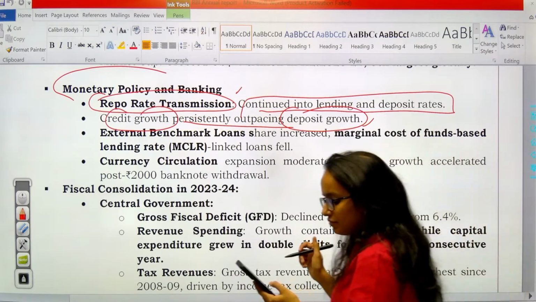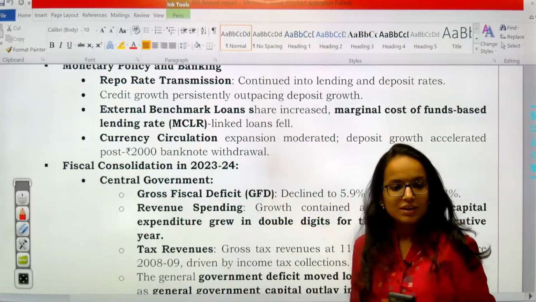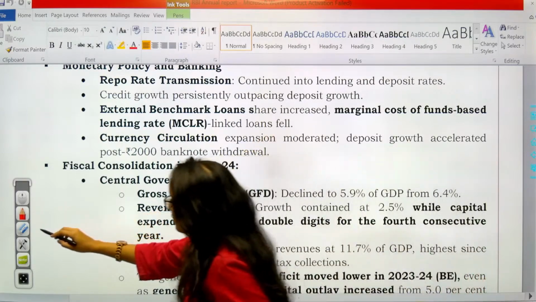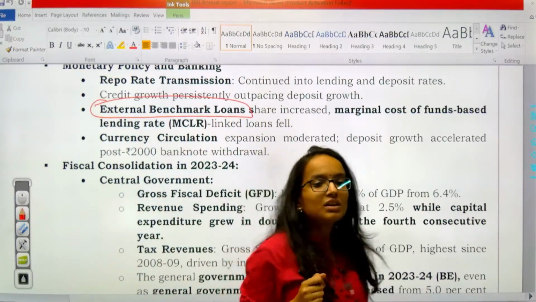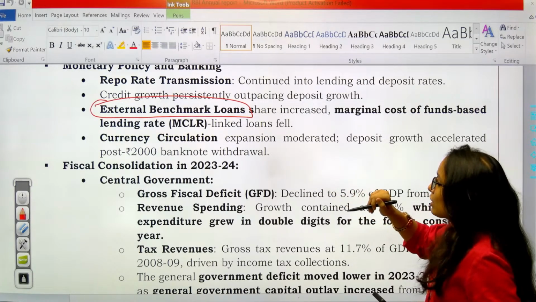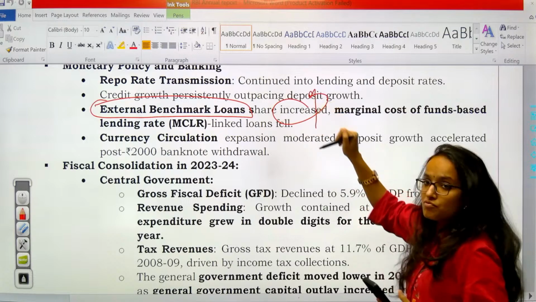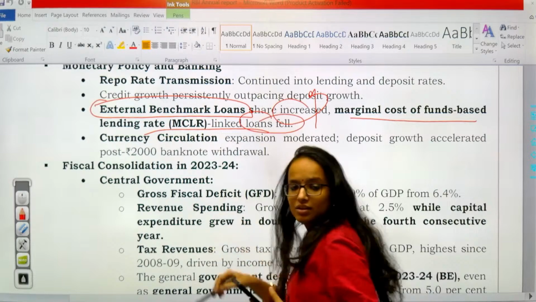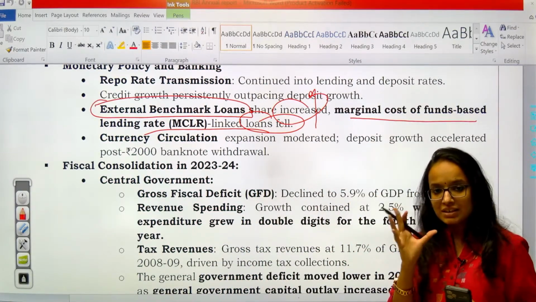Alright, so next if we talk about external benchmark loans. Now this is very peculiar and you need to remember this trend as well. This is external benchmark loans. So the report says that the share of external benchmark loans has increased, while marginal cost of funds based lending rate loans have fallen. What does it reflect? You need to understand the big picture.